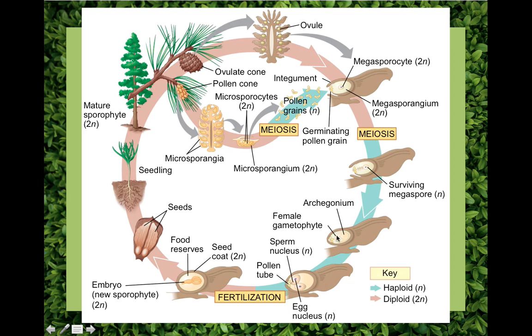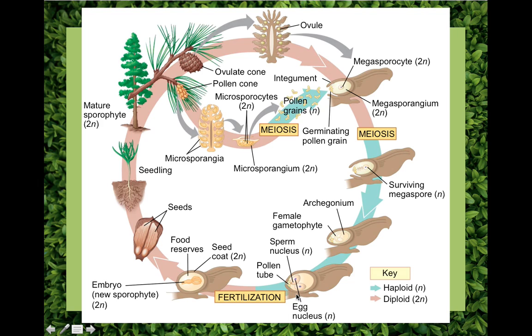Within the female gametophyte, we've got archegonia. This should really probably be pointing over here to the archegonium. Anyway, so the pollen will germinate, and a pollen tube will grow. And as that pollen tube grows, the female gametophyte will mature. And once the pollen tube reaches an archegonium, it will release a sperm. That nucleus of the sperm will fuse with the egg nucleus to form a zygote, our first diploid cell, through fertilization.